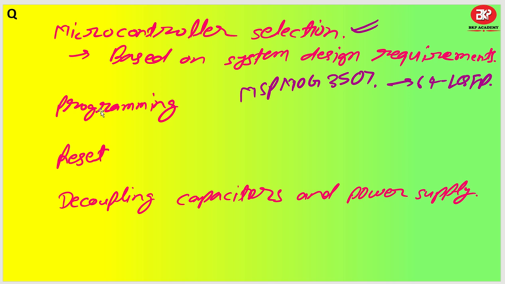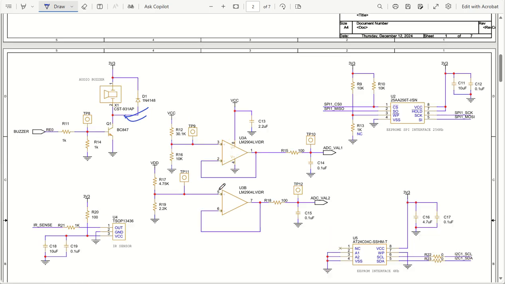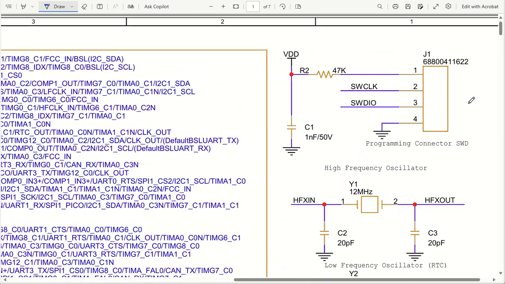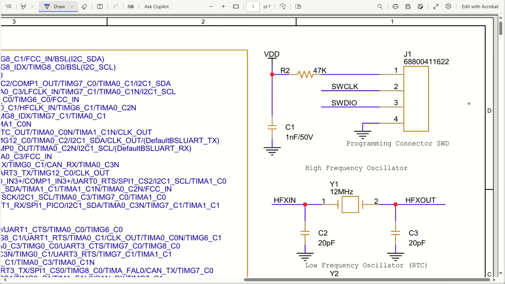Now we are going to talk about how to program it, how to put a reset button, and how to put decoupling capacitors and power supplies. These are the three things that we will try to solve. So we come back to the microcontroller page that we are on. For the programming part, we can think of the SWCLK pin and SWDIO pin, and we have a power supply and a ground. This is how programming is connected, very simple, just two wires. It is more than enough.